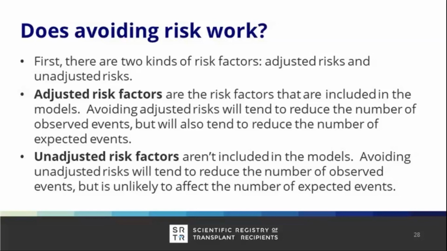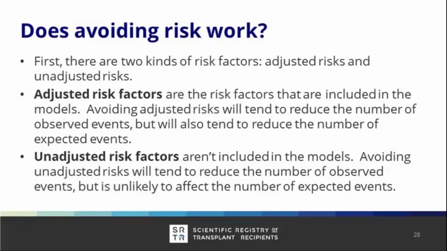There's a very special thing about the unadjusted risk factors. I've been talking about whether it's in the model or not, but in general, what that means is whether it's collected by the OPTN or not. Because when we build these models, we are generally looking at almost all of the risk factors that are available to us in the OPTN data set. So if something is a risk factor, it'll end up in the model.